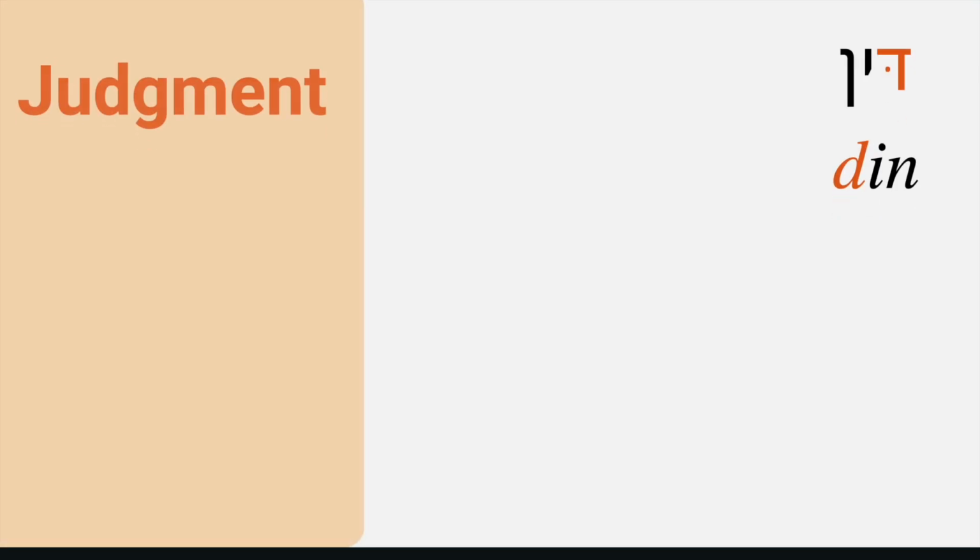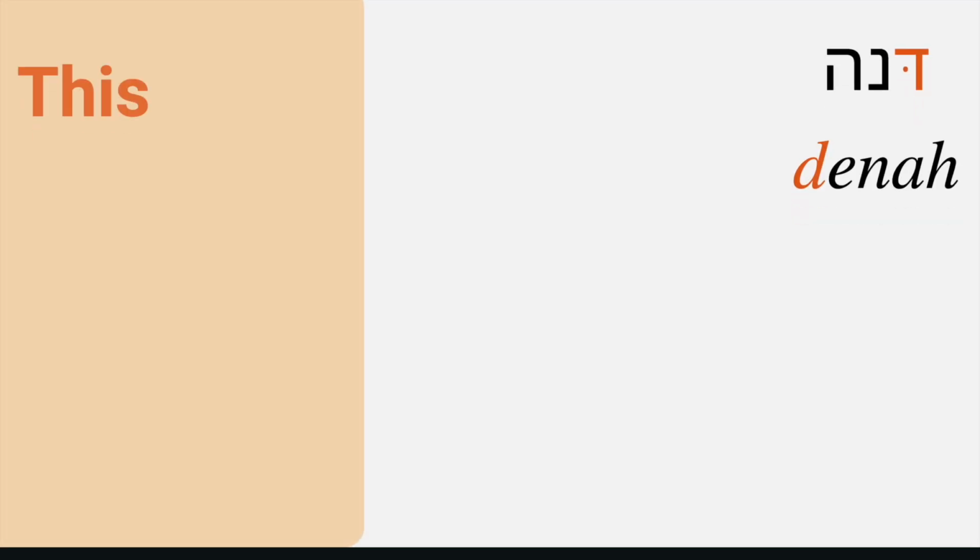Bear. Dove, Dalet Bet, dove. Judgment. Dean, judgment. This. Dana. There's other forms of the word this. This is just the only one I put in here for now.